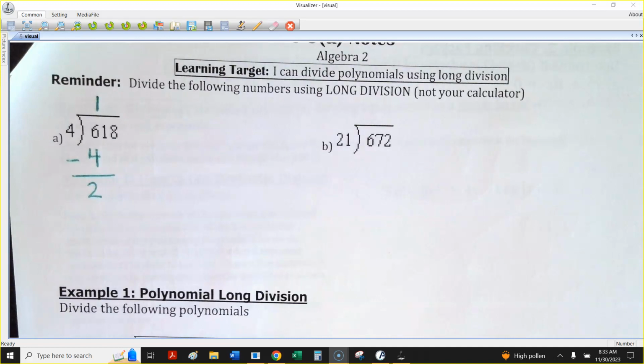Does that sound familiar to you guys? Is that how you learned how to do division? It's not. Oh gosh. Okay. Today might be a little bit tricky if that's not how you learned how to do it. So I'm just going to go through this real slow.